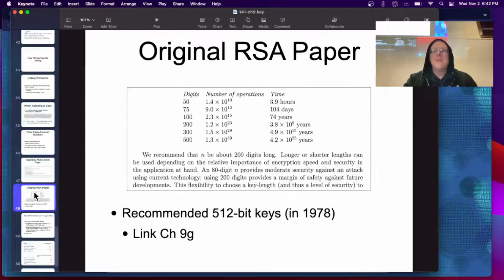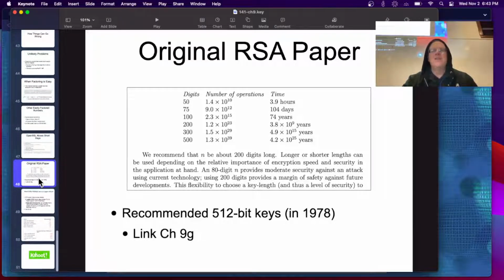And the original RSA paper that came out in 1978 recommended 512-bit keys, which are these 200-digit numbers. They figured that was enough that it would take a million years to crack, and so everything is fine. But that's because the computers in 1978 were a lot slower. So 512 was considered strong enough then, but we've gone up from then. Like I say, now you should have 3072 or 4096 to be safe.